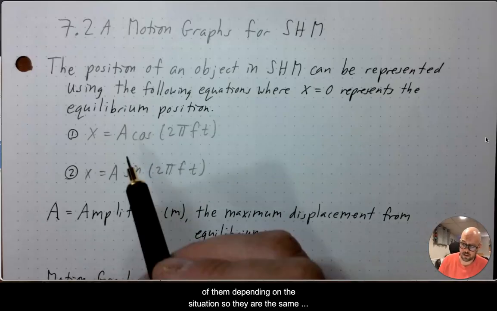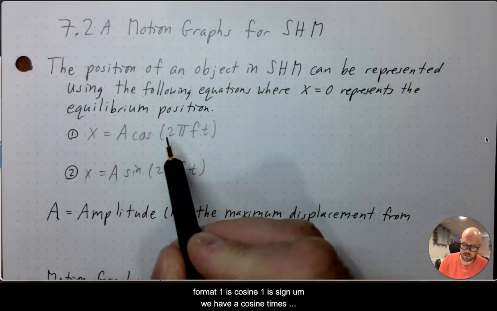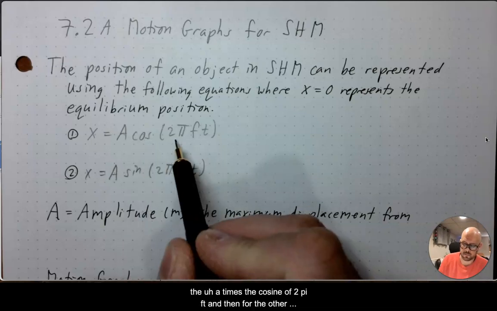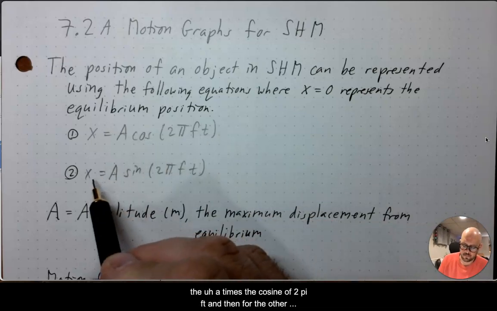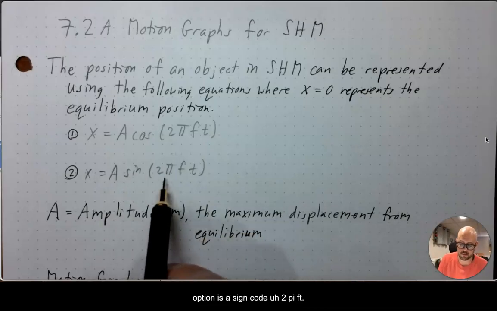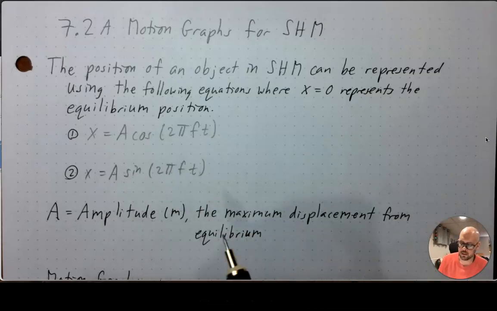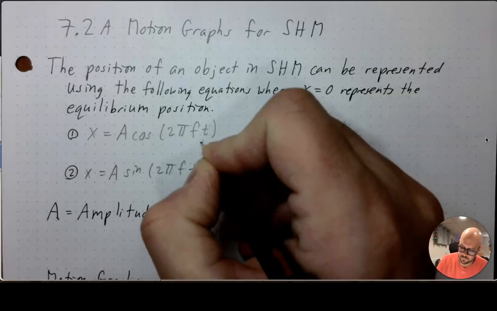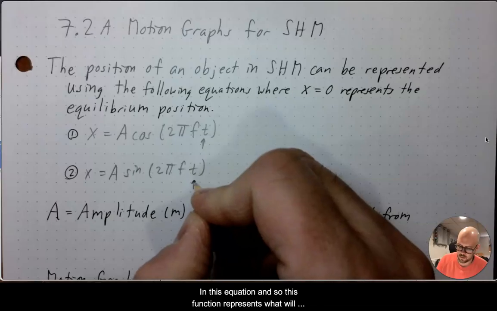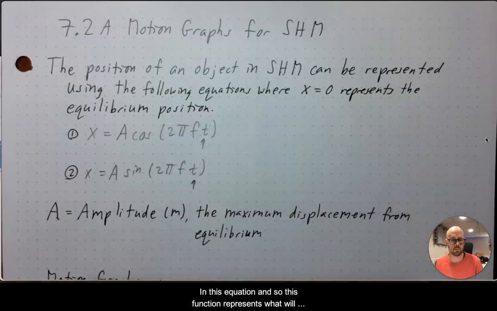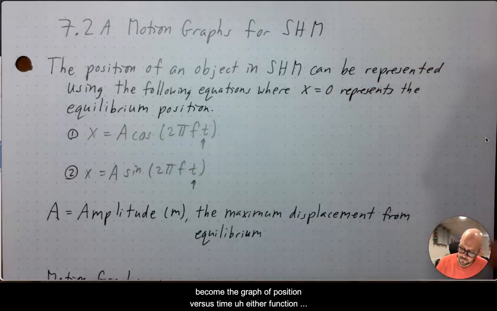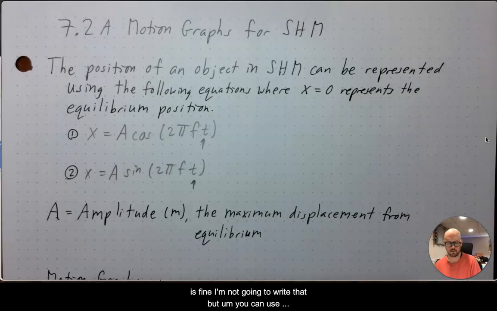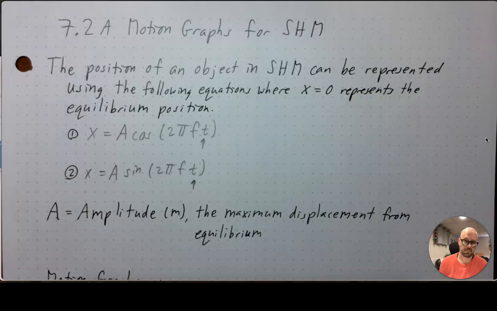They are the same format. One is cosine, one is sine. We have a cosine times the cosine of 2 pi ft, and the other option is a sine 2 pi ft. It's important to note that time is the variable in this equation, and so this function represents what will become the graph of position versus time.